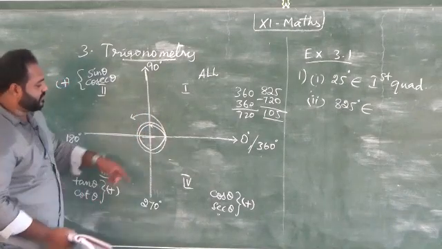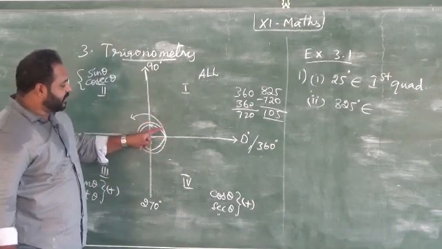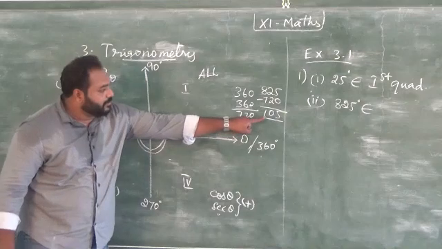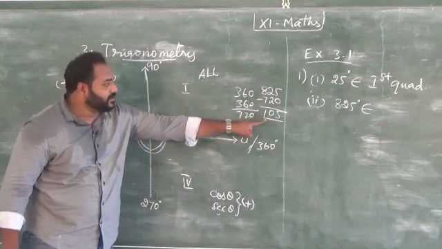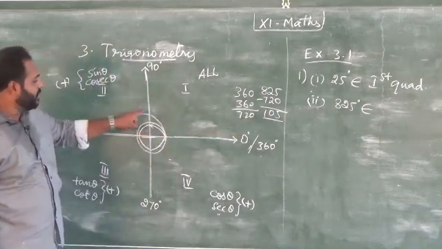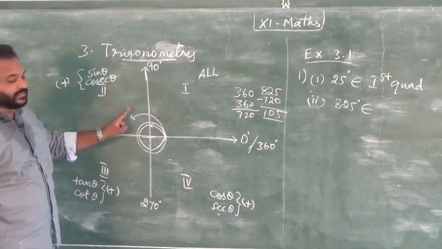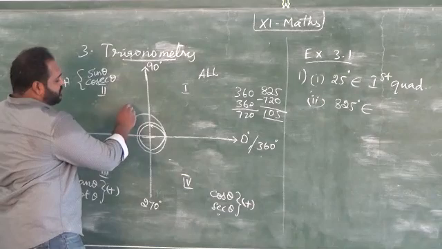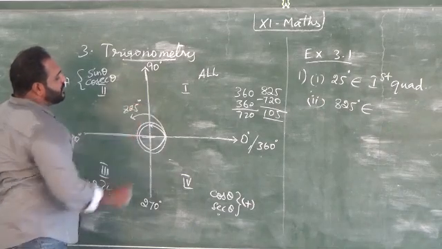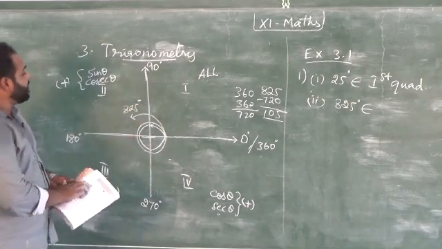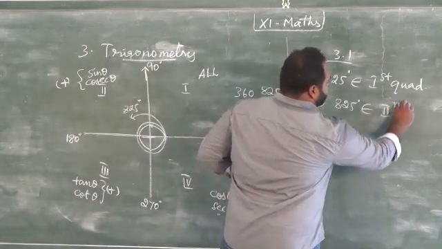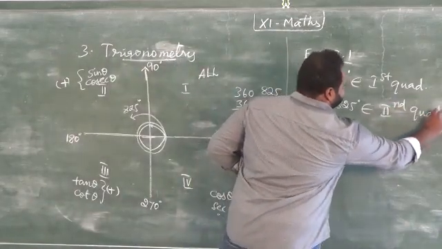So how many rotations? The first rotation, 360, is completed, the second rotation is 720, and the third rotation is 720 plus 105, which is 825. So 105 will be after 90 degrees, so it must be in the second quadrant. This 825 degrees occurs in the second quadrant.